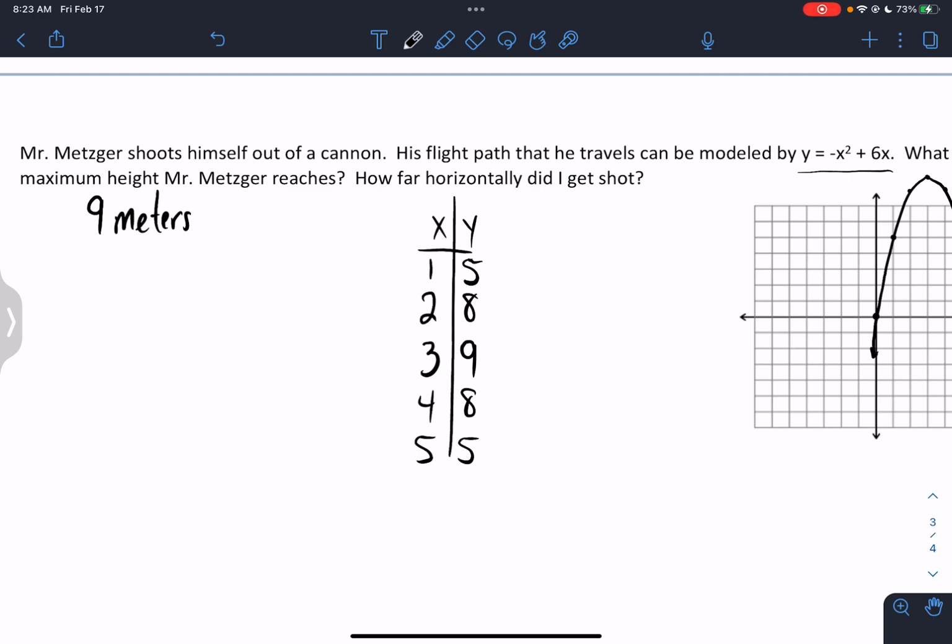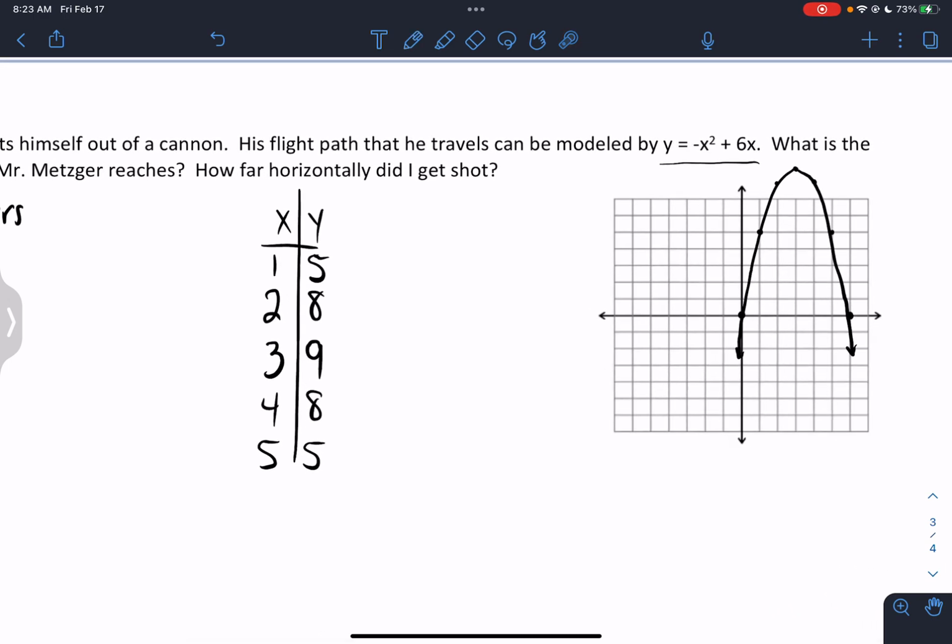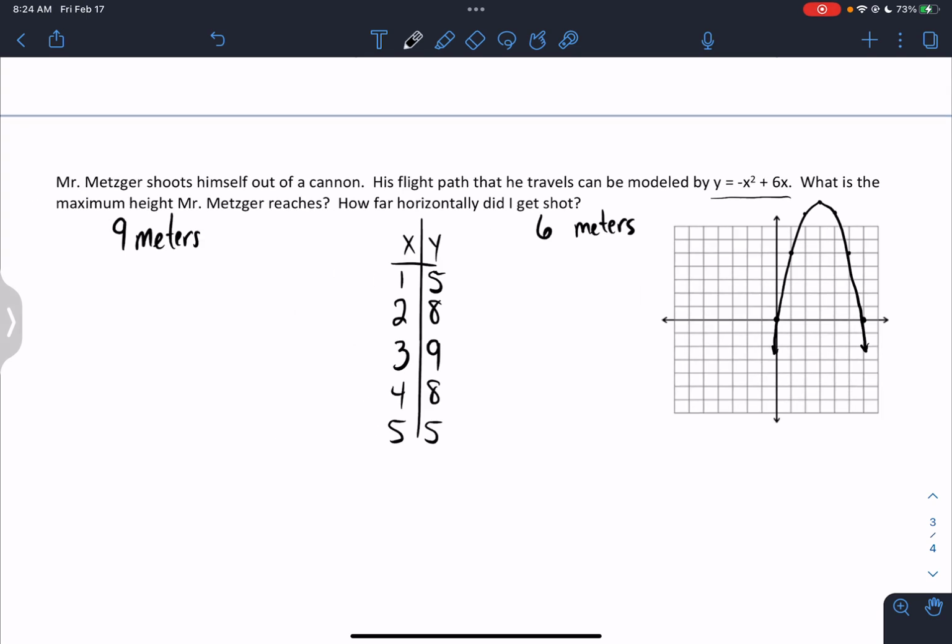Then it says, how far horizontally did I get shot? If I were actually traveling through the air, how far did I make it horizontally, like I was doing a long jump? This would be where I end up hitting the ground, how far horizontally I end up landing. So this right there is going to be 6 meters. So I graph it, and then based on my graph, I can answer the questions.